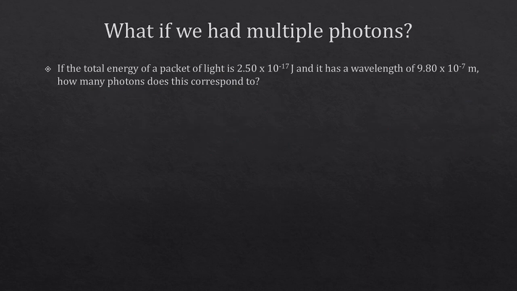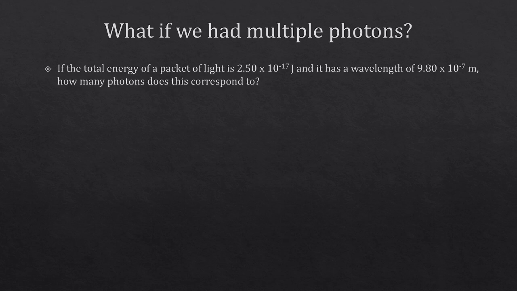Okay. What if, on the other hand, we had multiple photons instead? So let's say we have a packet of light, and the whole packet of light has an energy of 2.50 times 10 to the negative 17 joules. And I also know that the light itself, I measure its wavelength, it is 9.80 times 10 to the negative 7th meters. I want to know how many photons are in this packet of light.